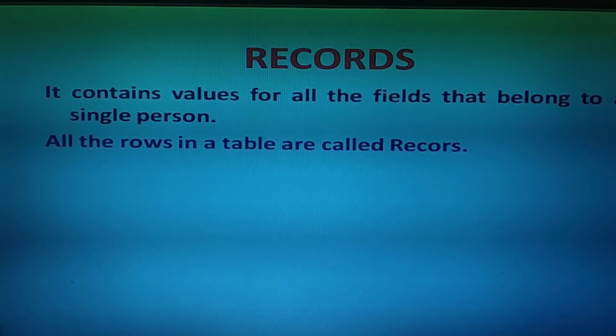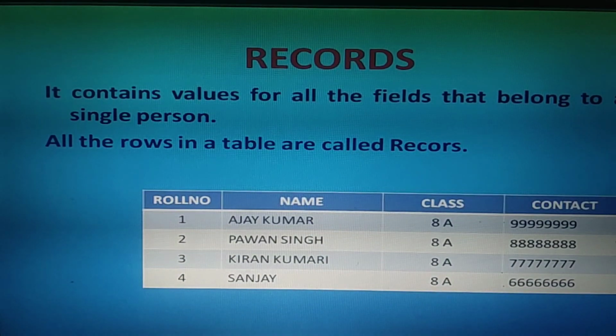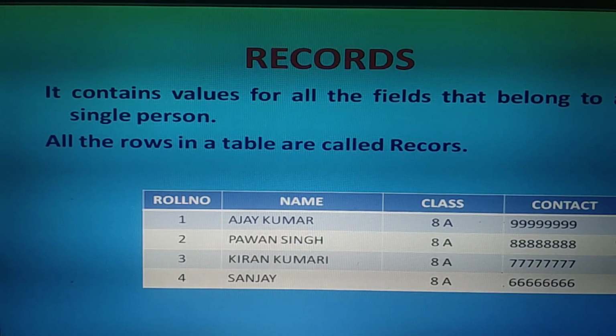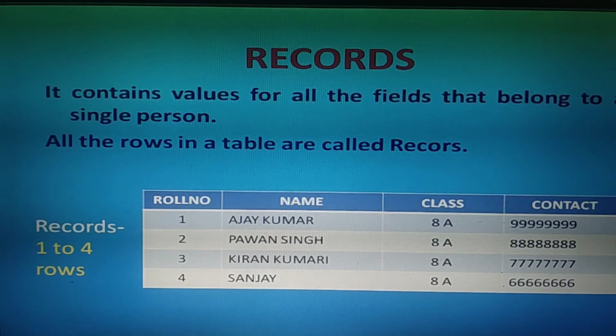The next element is the record. It contains values for all the fields that belong to a single person. All the rows in a table are called records. The same table we have taken here also, with roll number, name, class and contact. In the given fields there are roll number 1, roll number 2, 3, 4. So there are 4 records in the given table.